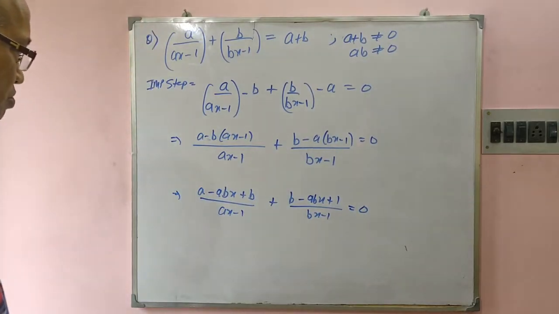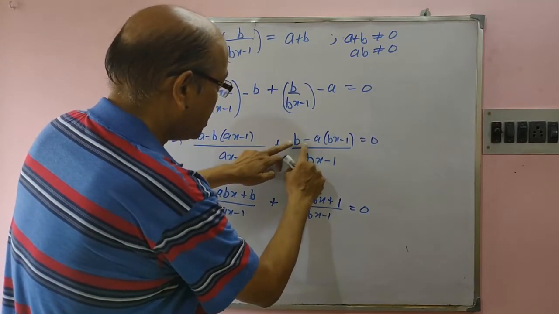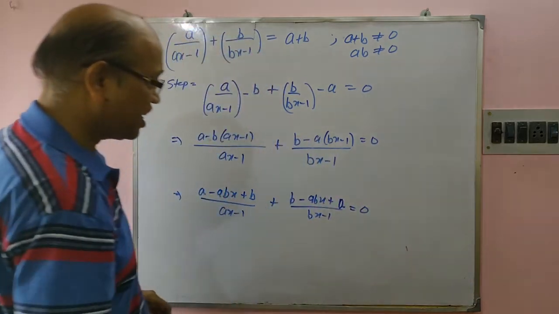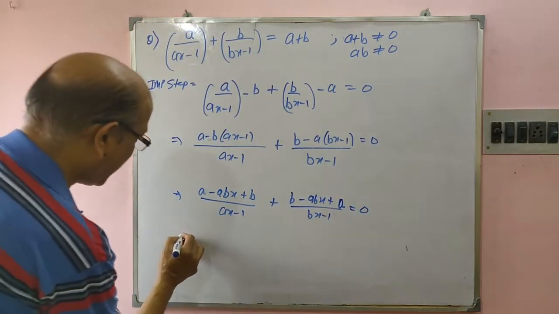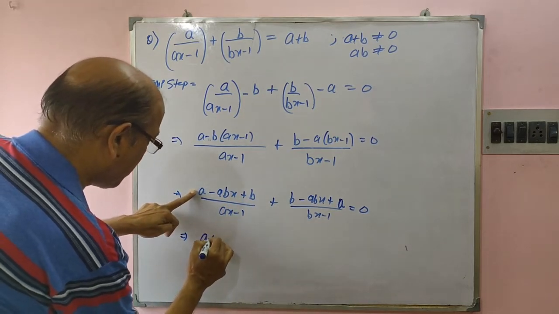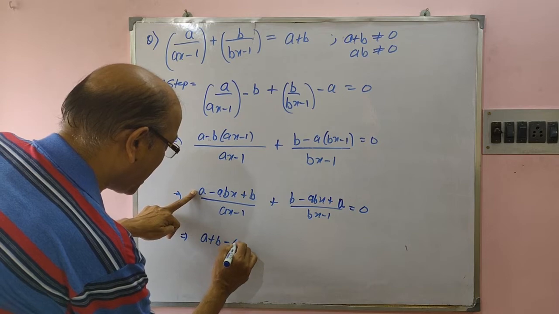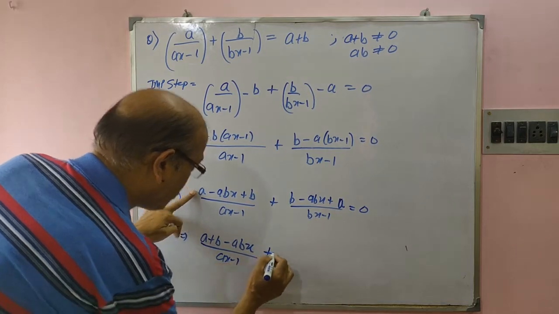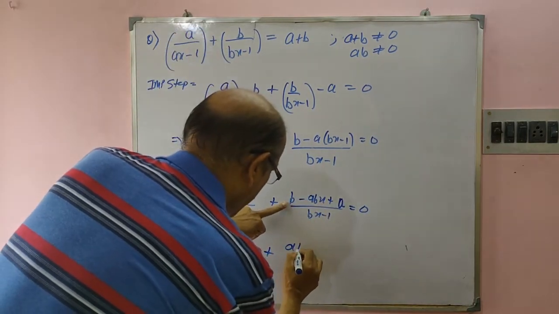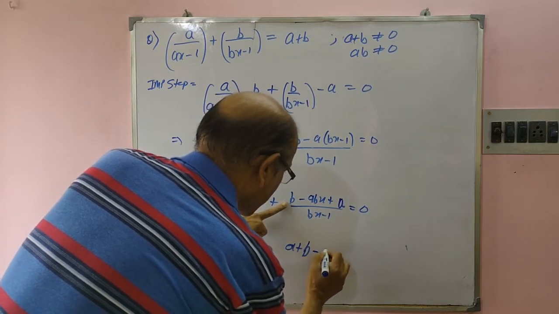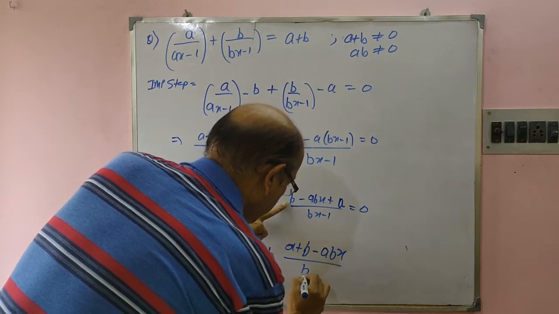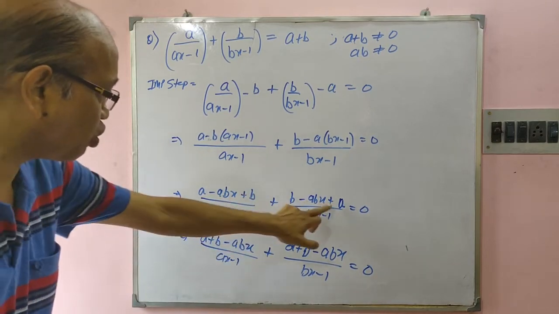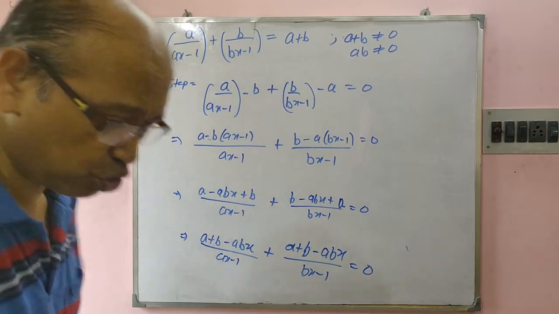Is this clear? Sorry, please note, b minus abx, minus minus plus, this will be plus a. Clear? Okay. So what I get here is (a + b − abx)/(ax − 1) plus here also (a + b − abx)/(bx − 1) equals to 0. Is this clear? A + b − abx, here also a + b − abx is equal to 0.